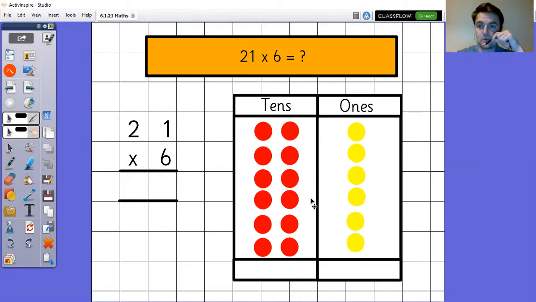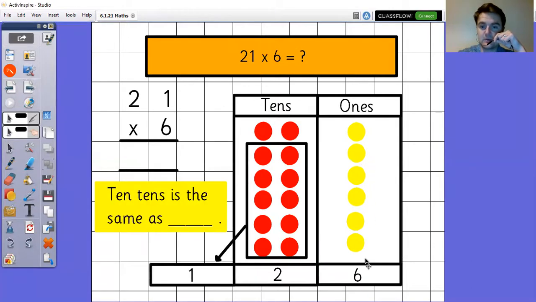6 lots of 21. And what I can do is I can then see how many I've got in the ones column, see how many I've got in the tens column. So I've got 6 in the ones column. Now I've got 12 in the tens column. I know from our previous work on place value that 10 tens is the same as 100. So I can take 10 tens and exchange them for 100, which leaves me with 2 tens and 100. So all three of those responses, all three of those methods give me the same answer of 126.